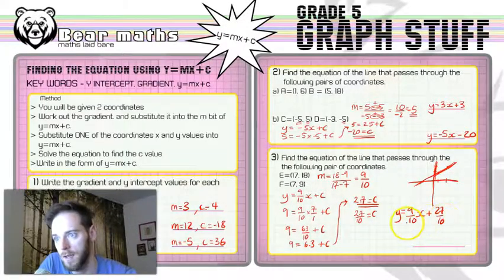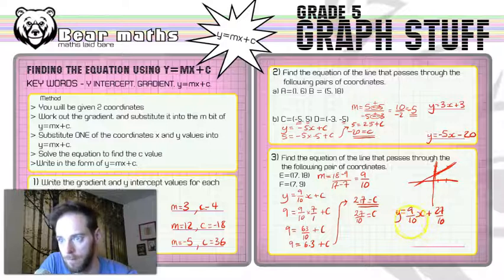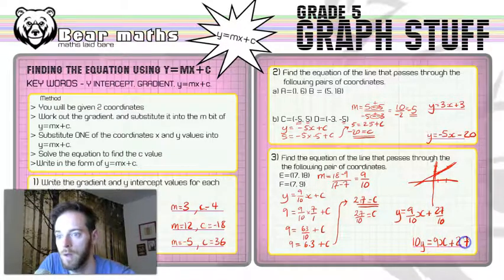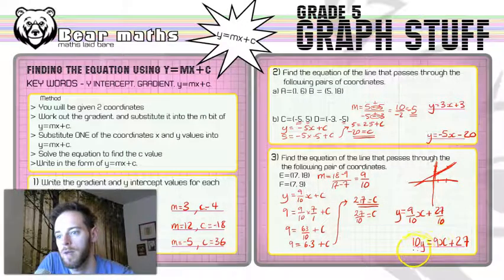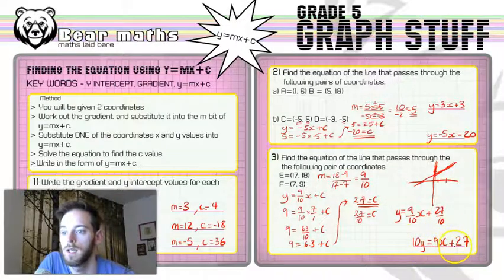Now I could write this in a different way. I could write this without the fractions, which looks even nicer. I could multiply everything through by 10. That just means that it would be 10y is equal to 9x plus 27. Now I think that's probably my favourite way of writing that. You might be asked to write it with the x on the other side as well, so it would be minus 9x plus 10y equals 27. I don't know, you might not.